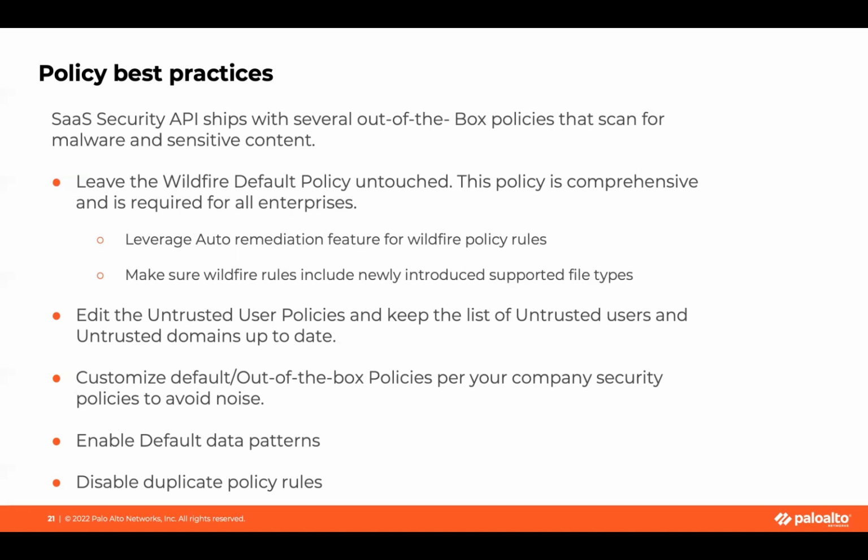Let's talk about policy best practices. The Wildfire default policy is crucial for the enterprise. We should check this setting regularly, making sure all file types are included as Wildfire continues to add support for more file types. Untrusted user policies need to be updated with the list of untrusted users and untrusted domains. Customizing the pre-default, out-of-the-box policy, or creating a custom one from scratch that fits your specific needs, is always a good practice. Also, enable default data patterns and disable duplicate policies.